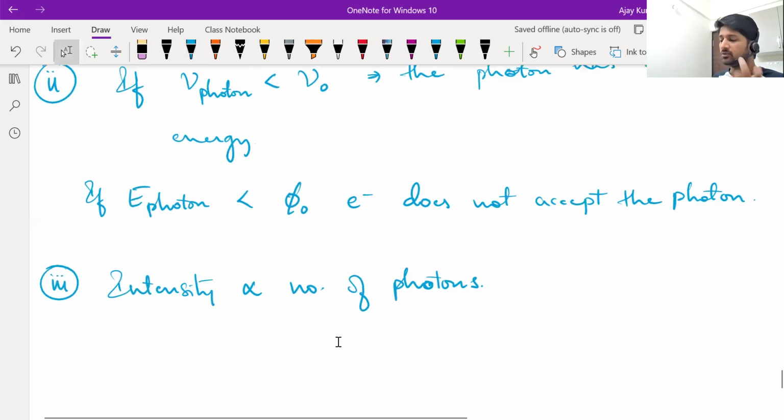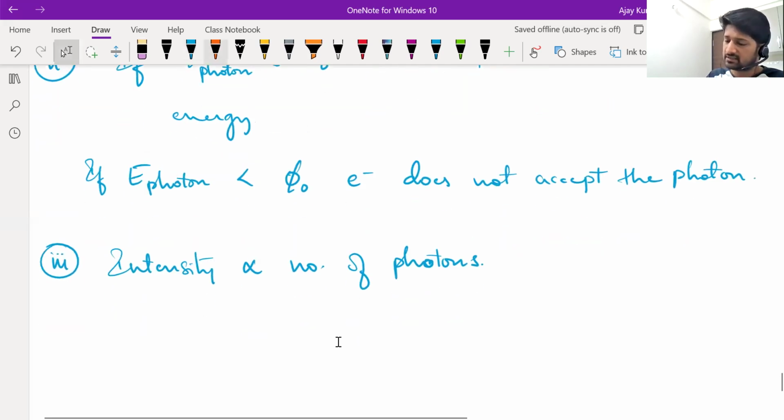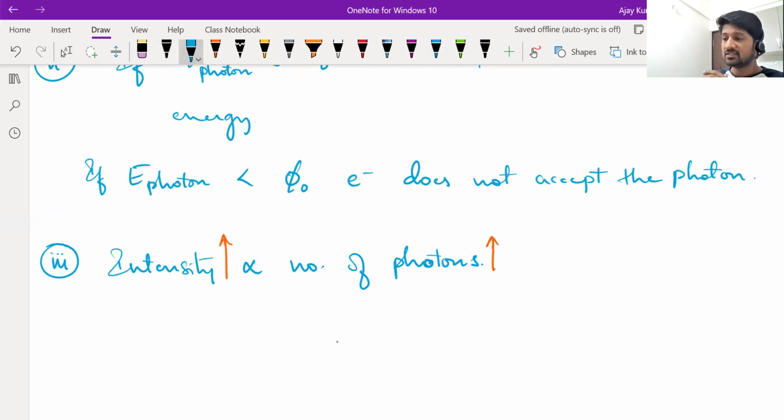Okay, and that is how he explained that when intensity increases, the number of incident photons increases, which means the number of electrons which receive energy also will increase. If there are more photons giving energy to the surface, then there will be more electrons taking energy from them and coming out. Okay? So intensity is proportional to the number of photons, and that is how more electrons are emitted. So higher intensity means a higher number of photons being incident. Okay.